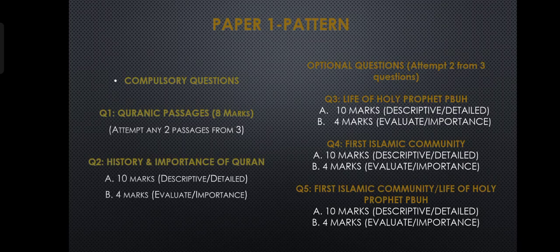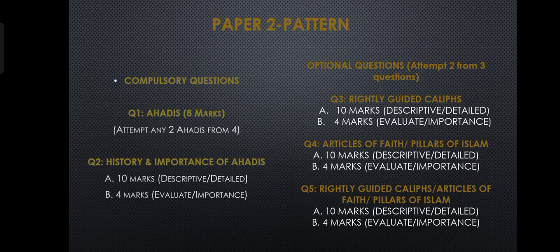Next are the optional questions, in which you are given a choice of 3 and you have to attempt any 2. Question number 3 includes life of the Holy Prophet, peace be upon him. Question number 4 includes the first Islamic community, whereas question number 5 includes either the first Islamic community or the life of the Holy Prophet, peace be upon him. So it depends upon the examiner to give you questions from either of the 2 topics. And as I told you before, part A is worth 10 marks and part B is worth 4 marks.